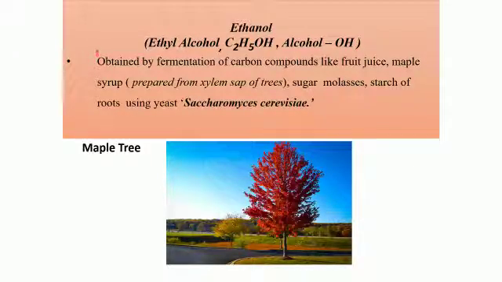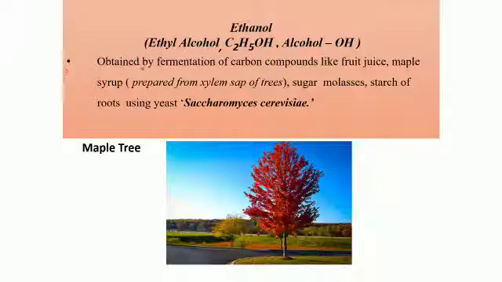Ethanol is also called as ethyl alcohol and it has formula C2H5OH. The functional group here is OH and it is the alcohol group. So it's also a carbon compound. Now here we will see how ethanol is prepared on a commercial scale, on large scale. When we want to prepare ethanol, how is it prepared?